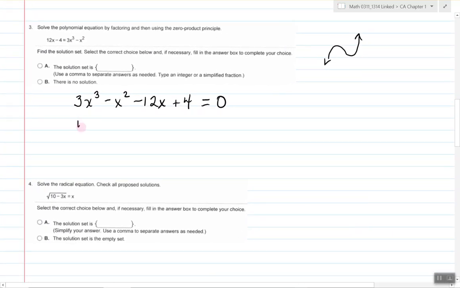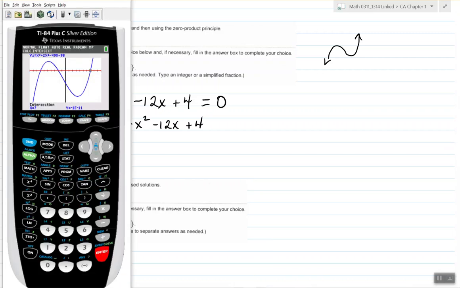So in my y equals, I will have y1 is 3x to the third minus x squared minus 12x plus 4, and I will have y2 be 0. I am looking for 3 places where it crosses the x-axis. So I will go to y equals first. I will clear this one out, and I will type in 3, letter x. Let me clear that again.